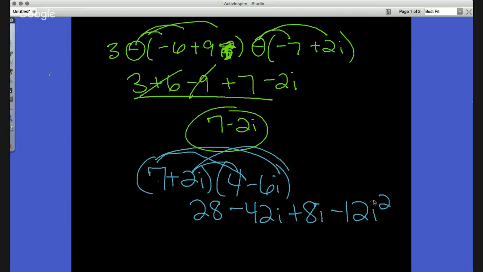Nicely done. Okay. So once the i squared's there, what happens with the i squared, Mike? Yeah, so like let's say you're in a negative mood, i squared makes it positive. Very good, okay? Very good.